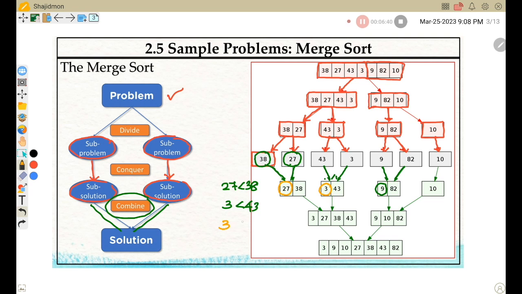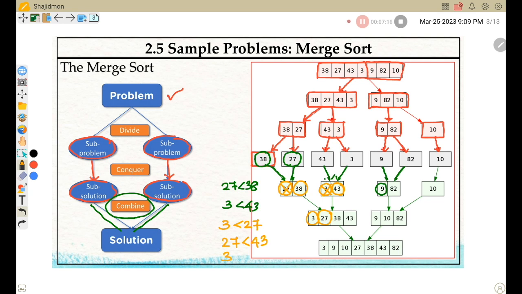We can see 3 is less than 27, correct? So 3 is the smallest one, so first we write that. So this 3 is done. Now after that, 27 and the next element here, compare 27 and 43. 27 is the smallest number, 27 is less than 43. So in the sorted array 27 will come as the next number. So 27 is done. After that we compare with the second element here, 38 with 43.